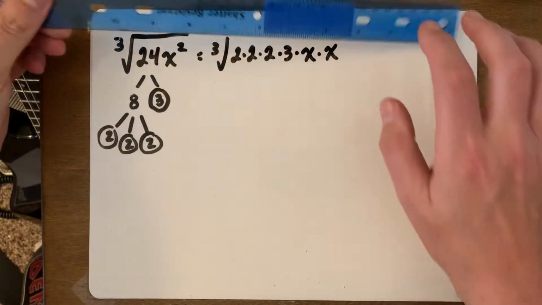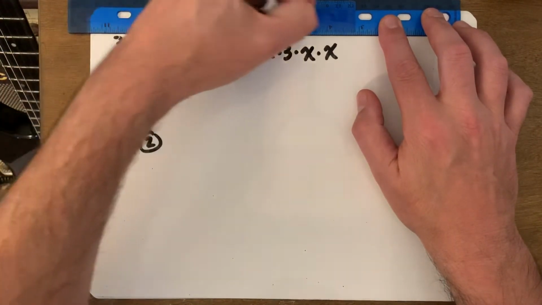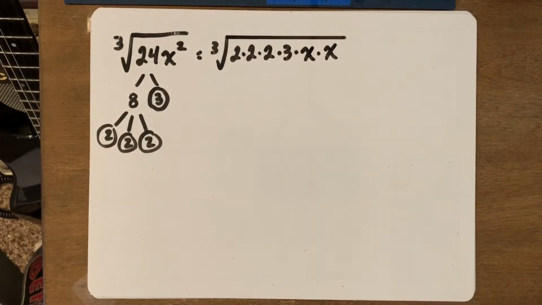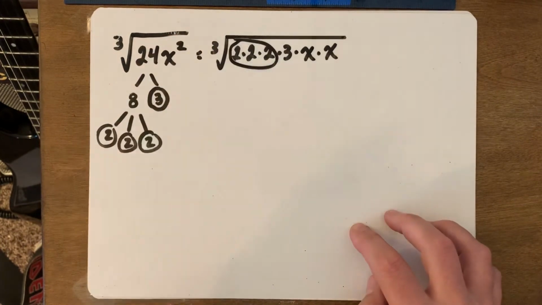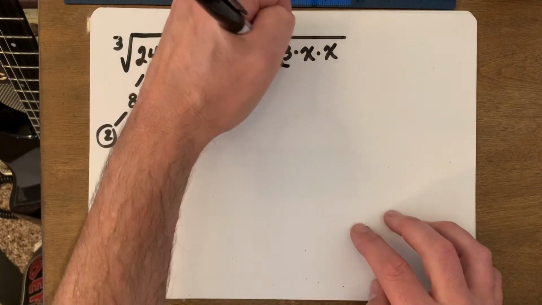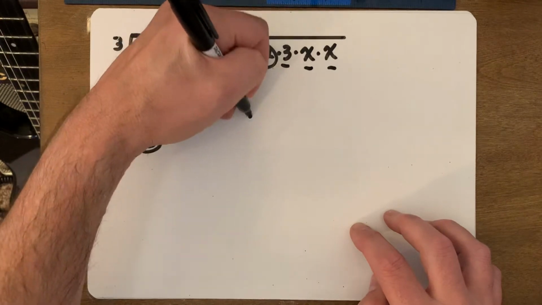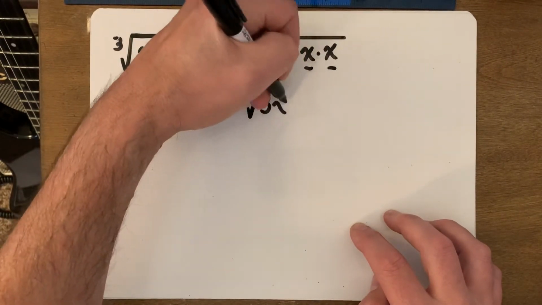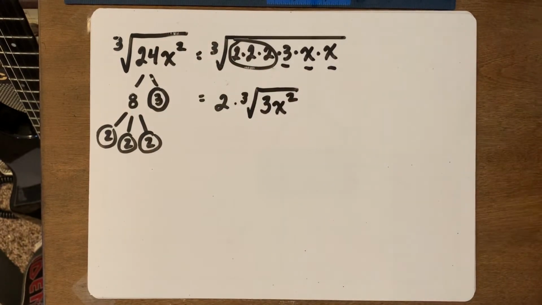Okay, so we'll draw our radical up here. All right, I need a group of 3 to come out, and the only group of 3 of anything that I see are these 3 2's right here. So those 3 2's are going to come out as a single 2 on the outside. These guys just get multiplied back together, and they're going to go into the cube root that's still left, 3x squared. And that is it. So that's your final answer. It looks complicated, but that's exactly what we want as our final answer for that one.